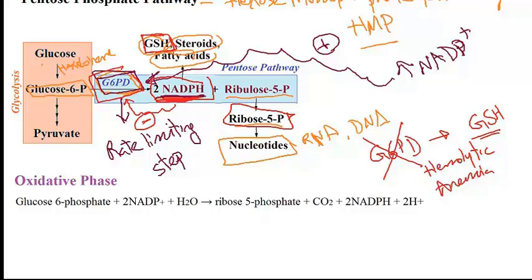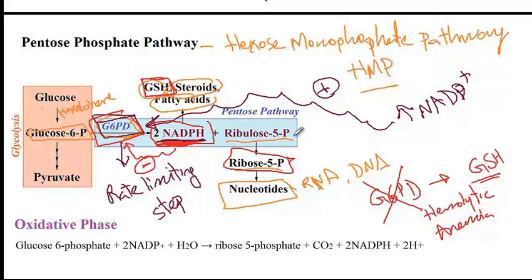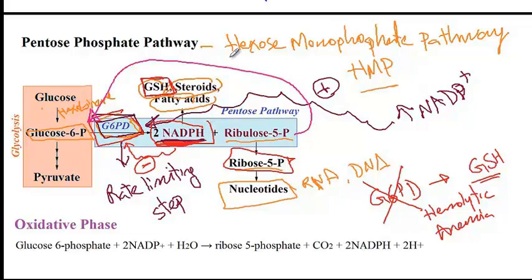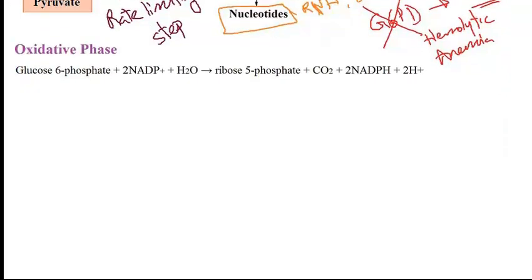But then there is also a non-oxidative reaction where the ribulose 5-phosphate can be converted back to the glucose 6-phosphate. So if you have too much production, there is a way of regenerating the initial molecule, and this is called the non-oxidative phase, and I'll go over that in a second. But first, let's go over the oxidative phase.